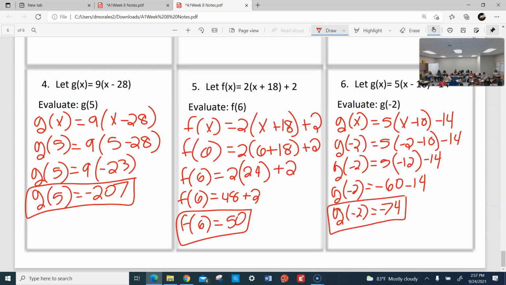So all function notation is, they replace the letter y with something like g of x, f of x, h of x, p of k, r of q, whatever letters they want to use. It just means they give you an equation, they give you a number to plug in, you solve it.